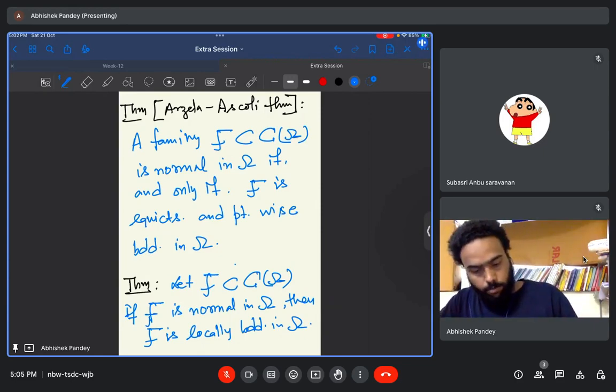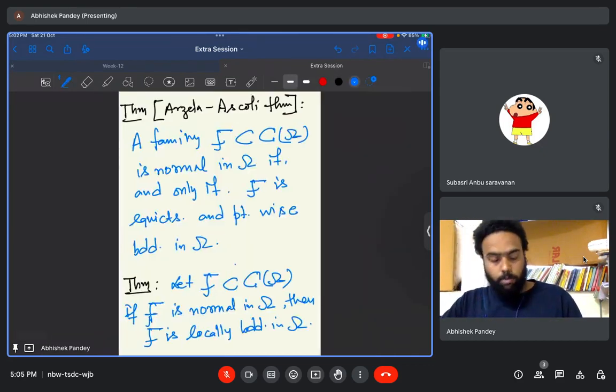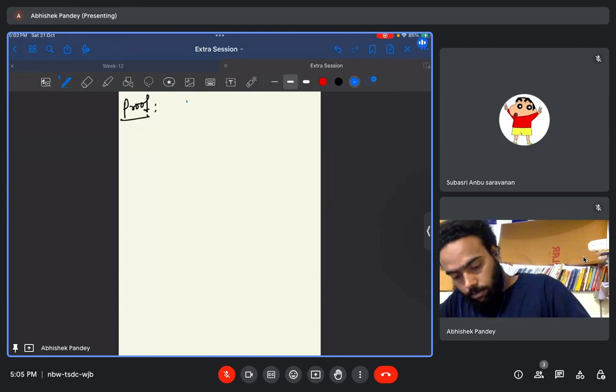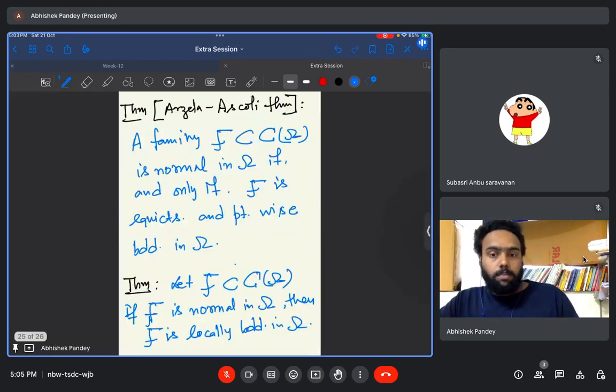So this we can prove basically. Let us prove this theorem. We have a subfamily which is normal. We have to show that it is locally bounded in omega. Just keep in mind that this is a family of continuous functions. Suppose the statement is false. Locally bounded in omega means on every compact subset K it is uniformly bounded. So if it is not locally bounded, there exists a compact subset where it is not uniformly bounded.